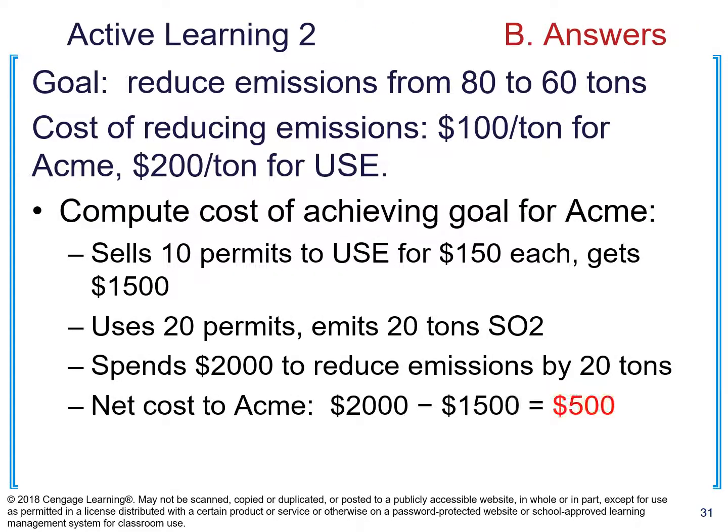The goal is to reduce emissions from 80 to 60 tons. The cost of reducing emissions is $100 a ton for Acme, $200 a ton for US Electric. So Acme can sell 10 permits to US Electric for $150 each and get $1,500. It can use 20 permits and emit 20 tons of sulfur dioxide. It spends $2,000 to reduce emissions by 20 tons. The net cost to Acme is $2,000 minus $1,500, $500.